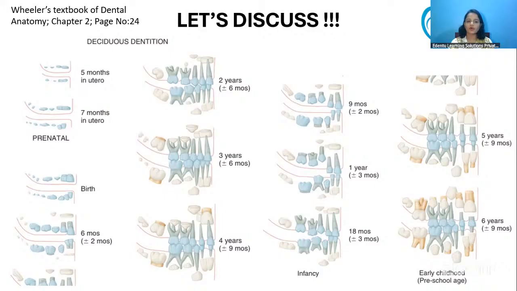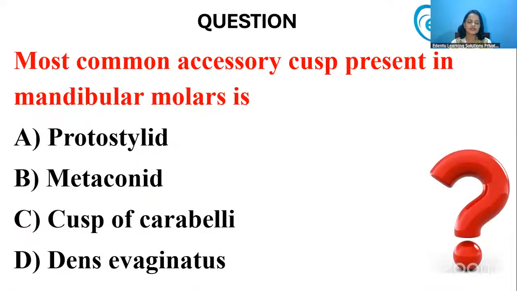So, along with the table, you can also use flashcards like this. Look at which teeth are erupting at 3 years, which teeth are erupting at 6 years, 7 years, like that. Have a look at these flashcards also. It will be very helpful for you in tackling such age estimation questions. All right. Next question.